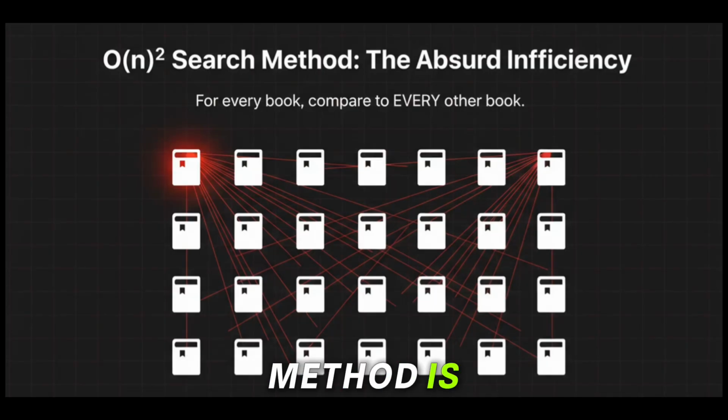This search method is just bonkers. Imagine this. For every single book you pick up, you then have to go through the entire library all over again and compare it to every other book. It's nuts. If you have 10 books, that's 100 checks. If you have 1,000 books, that's 1,000,000 checks. It just doesn't scale at all.